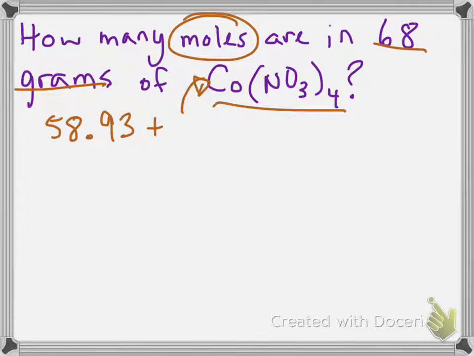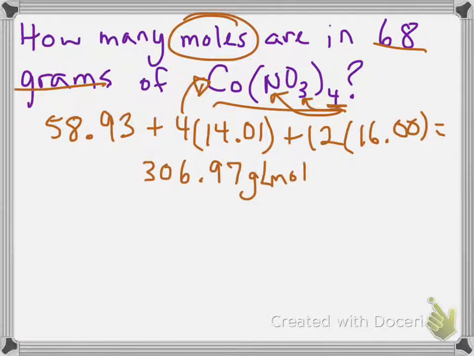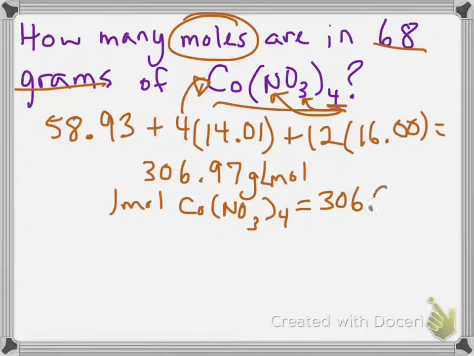So let's add those together and find the molar mass. We have 1 cobalt, so we write 58.93, but then we have 4 nitrogens, so we'll have 4 times 14.01, and we have 4 times 3, so 12 oxygens. So we'll add all these together, and we get 306.97 grams per mole. So if we had 1 mole of cobalt(IV) nitrate, we would have 306.97 grams. So if we had 2 moles, we would have double that, about 614 grams.